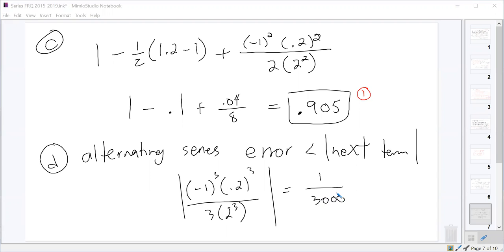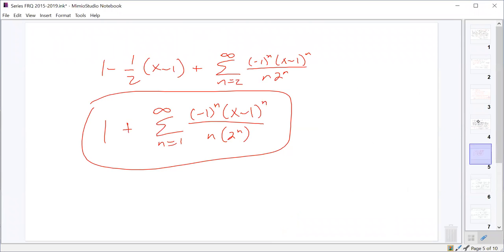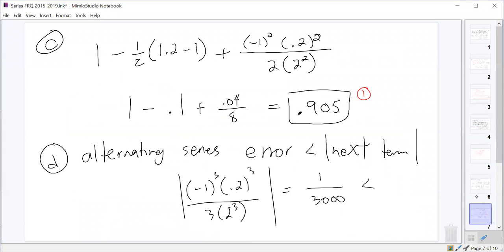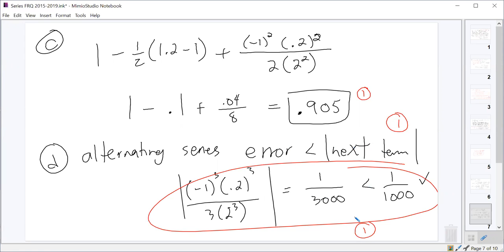3,000. Perfect. So 1 over 3,000, and since 1 over 3,000 is less than the value that they asked us to show that it's within, it's less than 1 over 1,000. That proves that we're within 1 over 1,000. And so that was worth 2 points there. 1 for stating that the error was less than the next term because it was an alternating series, and 1 for showing the rest of that.